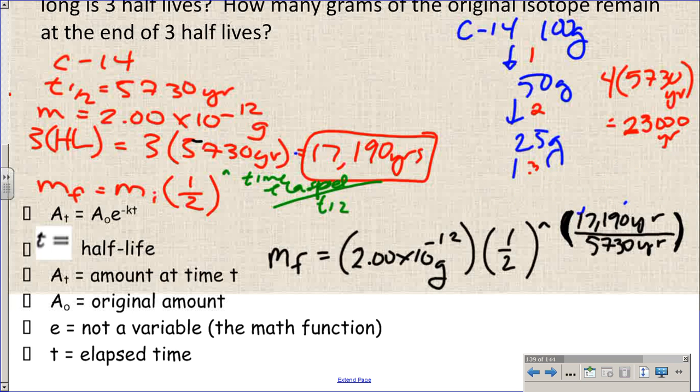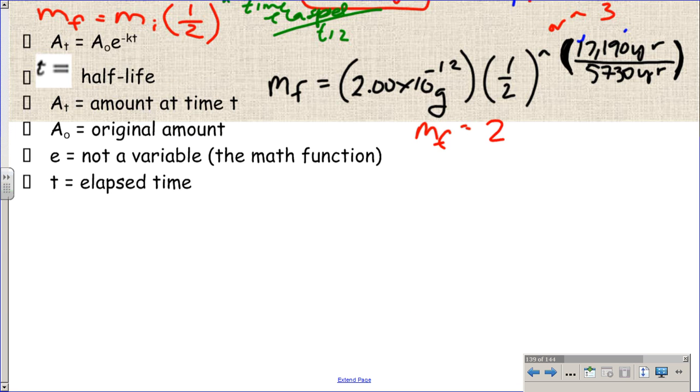Nathaniel, question? Yeah, man. Or to the 3rd. So when you do this, 2.0 times 10 to the negative 12 times 1/2 to the 3rd, you get 2.5. You get mass final to be 2.5 times 10 to the negative 13th grams.